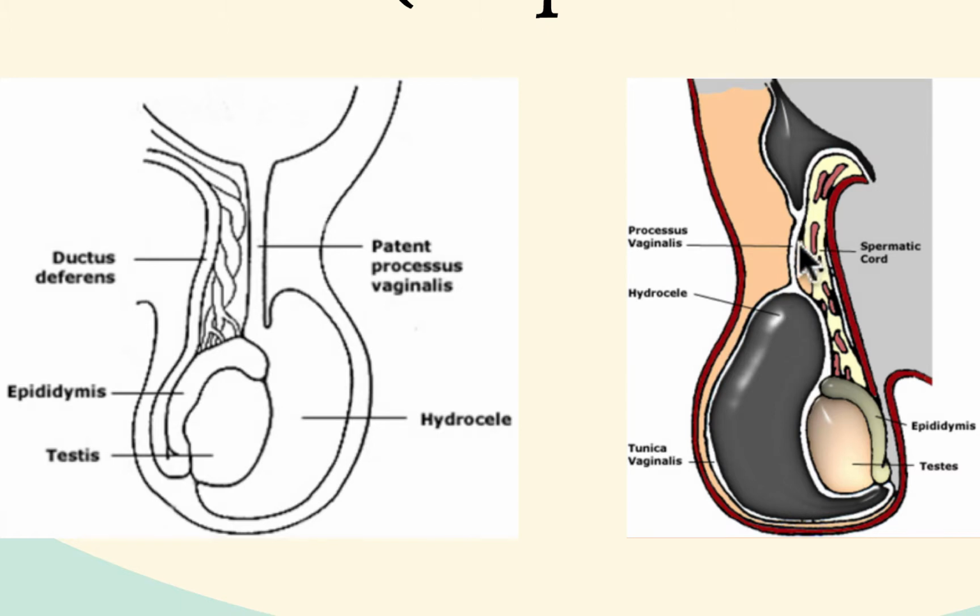Here you can see a non-communicating hydrocele. There is no patent processus vaginalis. Instead, you can see a collection of fluid between the layers of the tunica vaginalis distal to the fused processus vaginalis, the cause of which is commonly idiopathic.